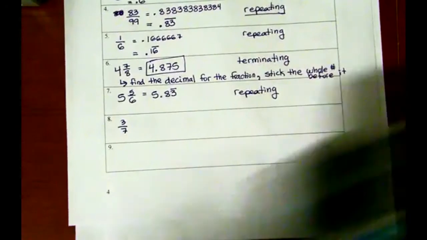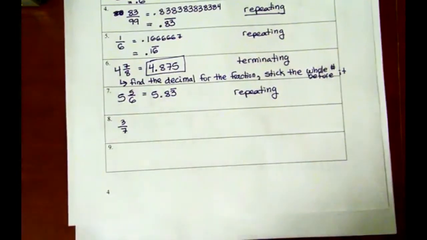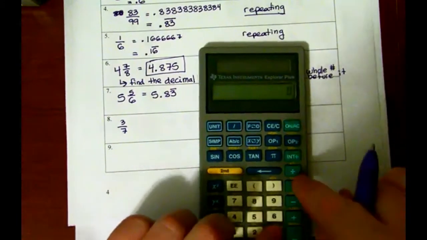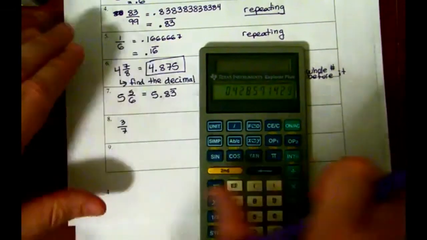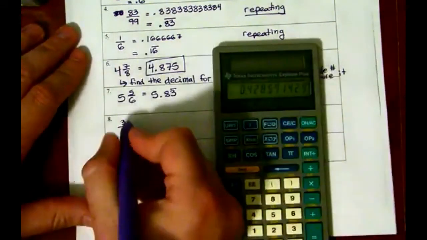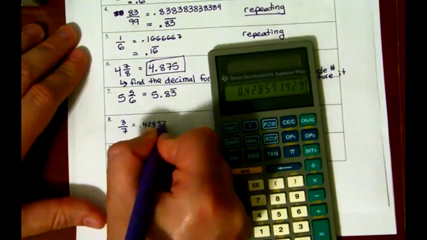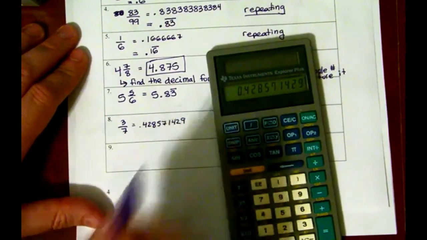3/7. Type that into your calculator. Let's get a decimal for this thing. Type 3/7 into your calculator. Okay, so when I do 3 divided by 7, let's see here. Let me start copying this down. 0.428571429.